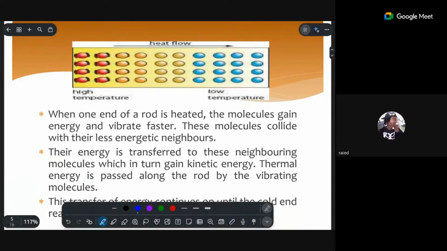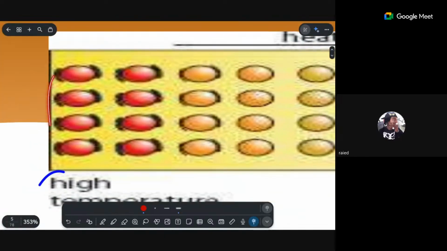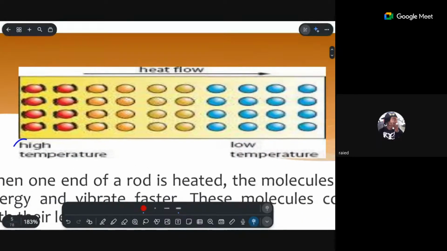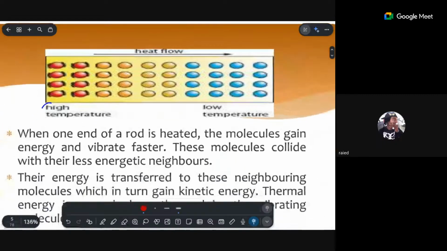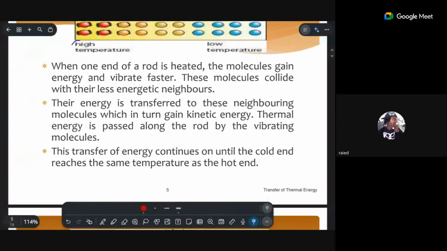So here is the main mechanism of heat transfer, the energy transfer. This is the high temperature zone, and the other one is the low temperature zone. What did you notice? The molecules have higher vibration at these points. As we move to the lower ends, the vibration of the molecules decreases, and here the vibration is very little. Due to this vibration, the molecules interact with each other, and in this way the energy is transferred from one point to another.